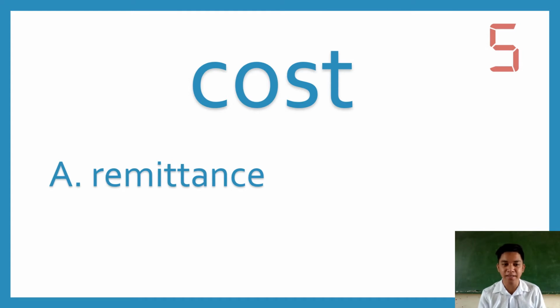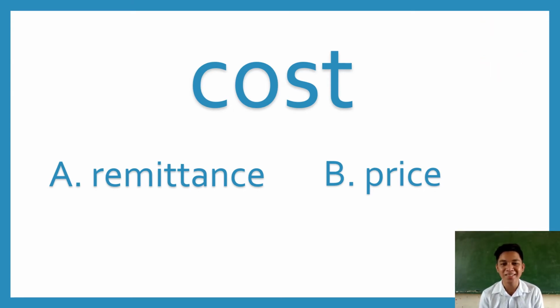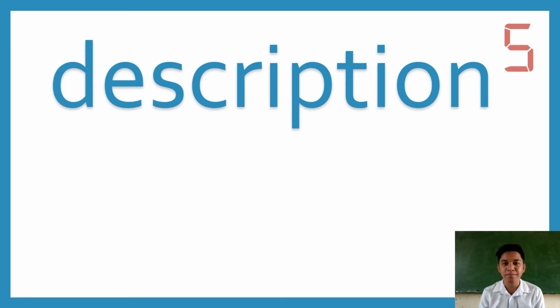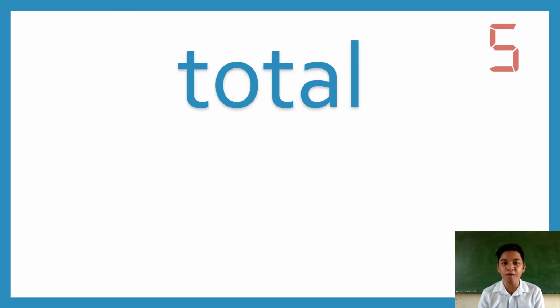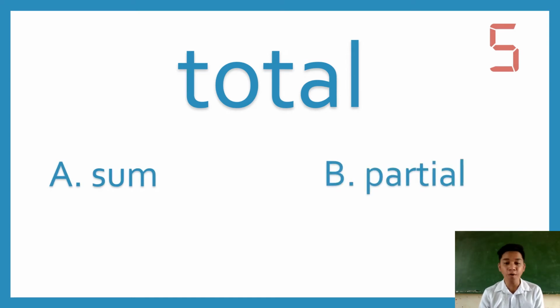Okay, so cost is the word. Is it A, remittance, or B, price? 5, 4, 3, 2, and 1. The correct answer is B, price. Very good. 1 point for those who are correct. Next, description. Is it A, explanation, or B, type? 5, 4, 3, 2, and 1. What's the answer? Very good. It's letter A, explanation. Okay, the last one, we have total. Is it A, sum, or B, partial? 5, 4, 3, 2, and 1. The correct answer is very good. It's letter A, sum.